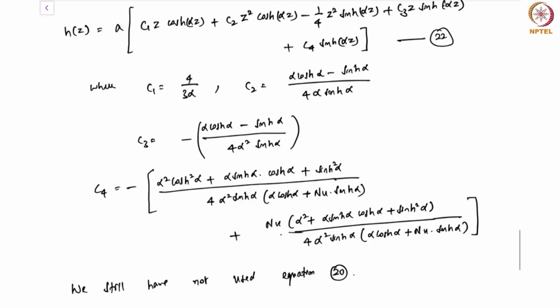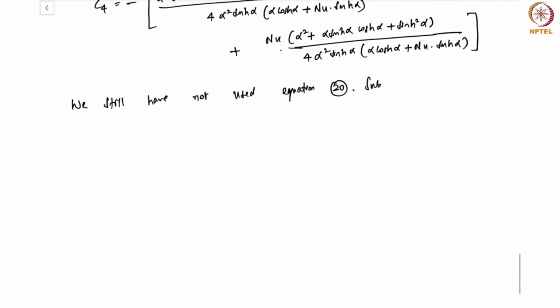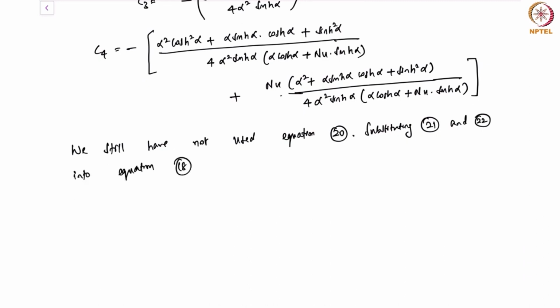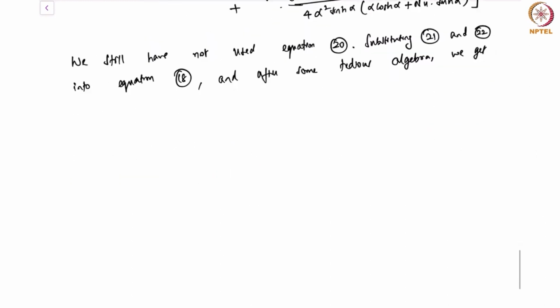So we have substituting 21 and 22 into equation 18, and after some tedious algebra we get an expression for the Marangoni number. We get an expression like this. The Marangoni number is on the left hand side.